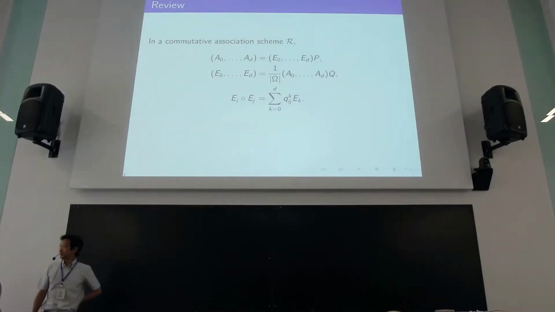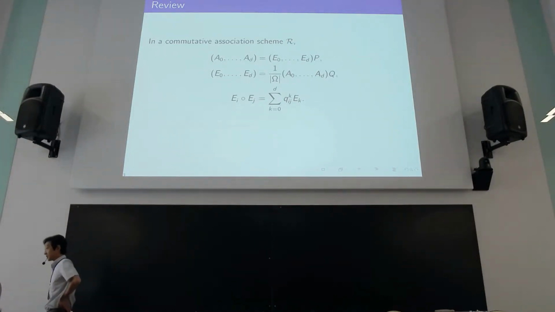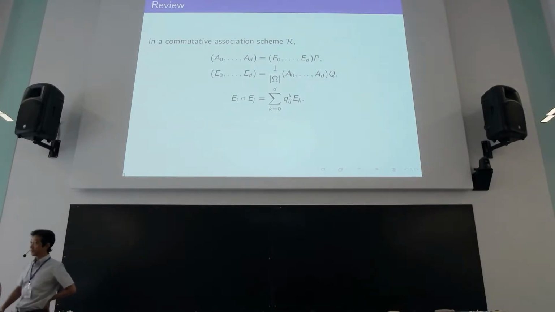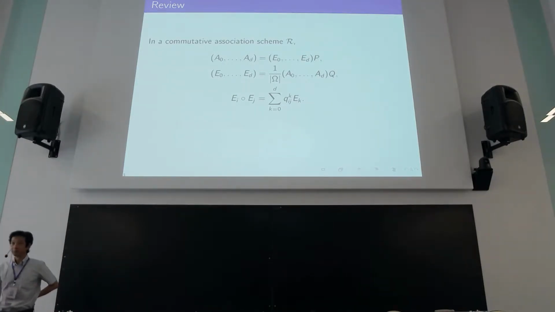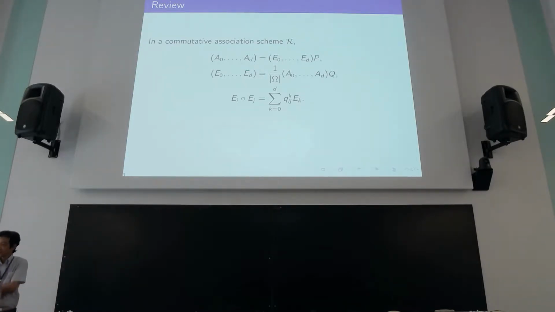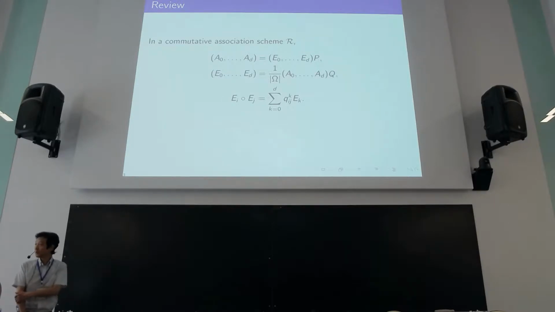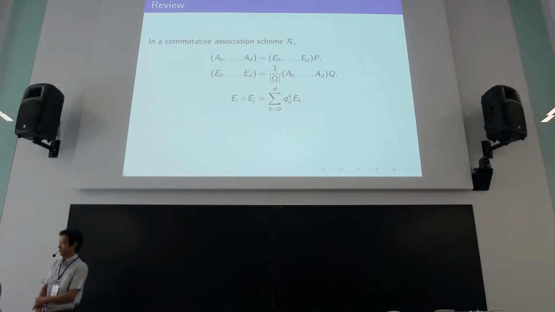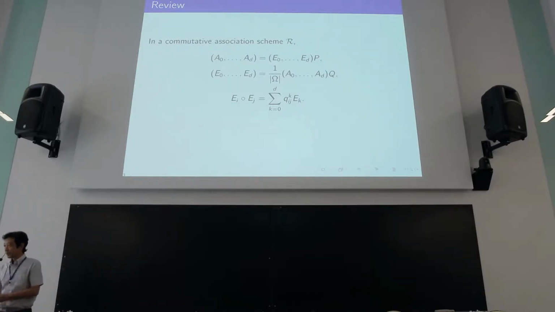If an association scheme is commutative, we have two bases of the scheme: adjacency matrices and primitive idempotents, and they are connected by the eigenmatrices. The first eigenmatrix P, which transforms idempotents to adjacency matrices, and essentially its inverse Q. That's true. I have a mistake here.